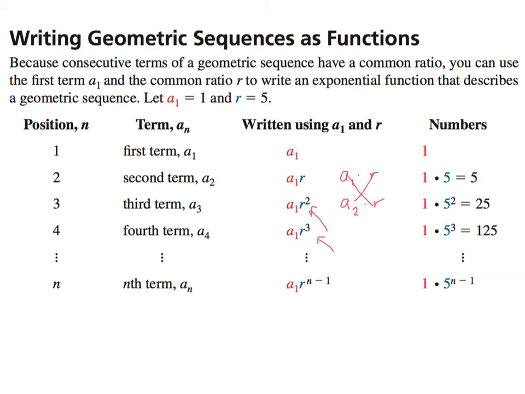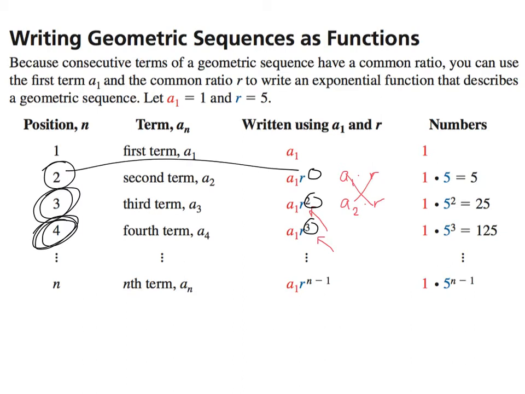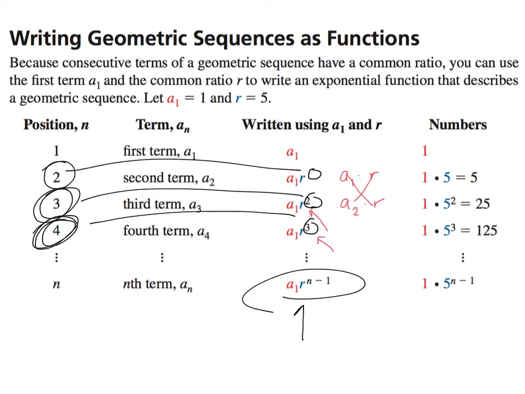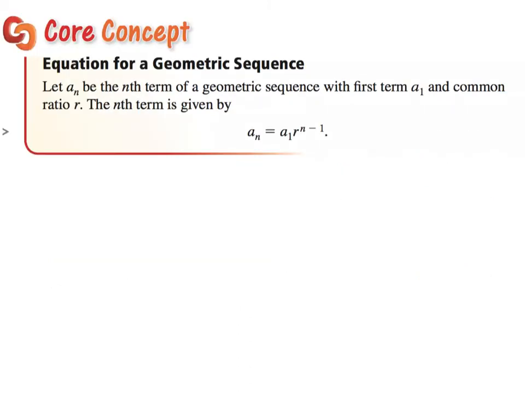So you'll notice the relationship. The fourth term has a power of 3. The third term has a power of 2. The second term has a power of 1. What are we doing each time? We're subtracting 1. And that's how you get this expression: the first term times the ratio taken to the number of terms we have minus 1. Which gives us our core concept.